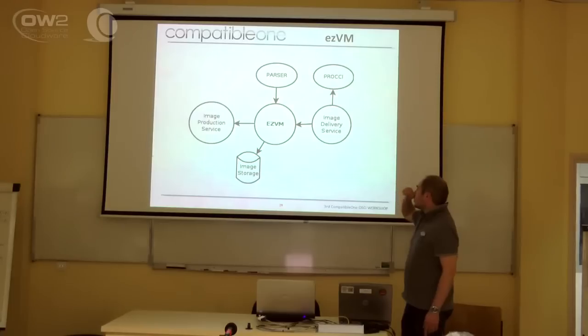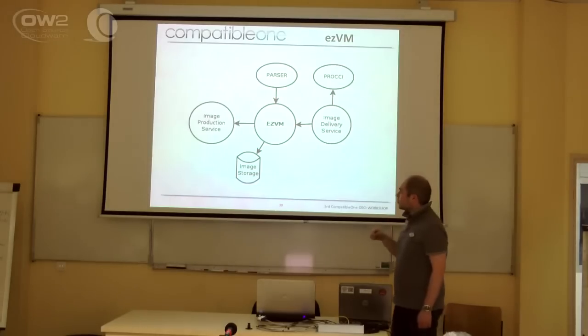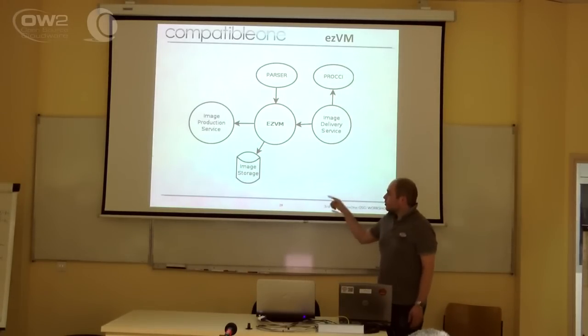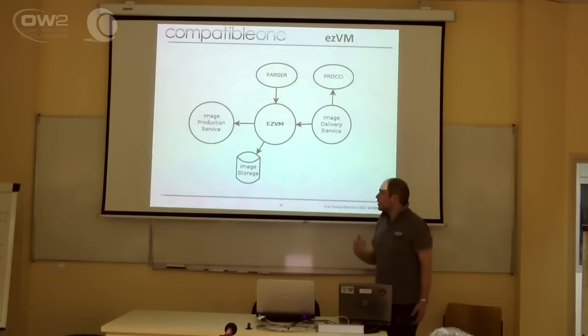You have the parser, which is parsing the XML file, the manifest file, and which is using ezVM to build instances of OCCI categories of package, image, and things like that. And ezVM is registering them in its registry parts. It will then use the image production service to build the image if it's not available. If it's already available for any other platform, you may have built this image earlier for EC2, for example, or for OpenStack. Maybe you want to deploy this same image, but on another cloud provider.